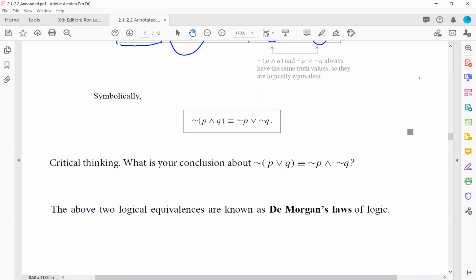So can you conclude that not (P or Q) is the same as not P and not Q? The answer is yes, and you can prove it using a truth table. The above two logical equivalences are known as De Morgan's laws of logic.